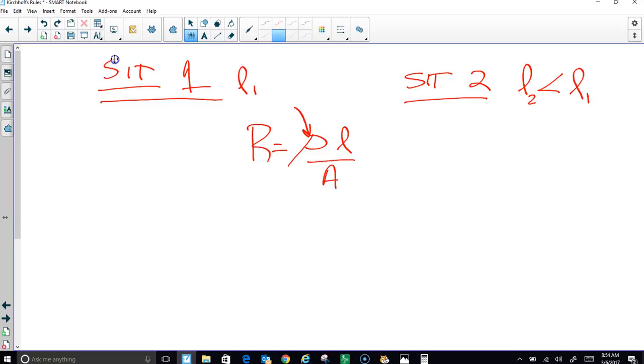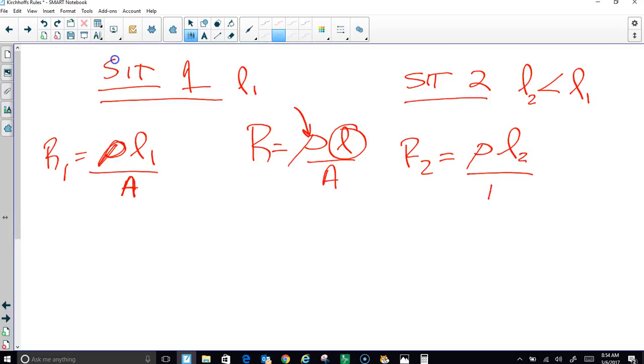But there are two resistances because there are two different lengths. Now, the resistivity and the cross-sectional area are the same because it's the same wire, made of the same stuff and with presumably the same thickness. So, R1 is equal to rho L1 over A. I do not have to call rho or A with a little 1 because they're the same in each case. Whereas R2 is going to be rho L2 over A.